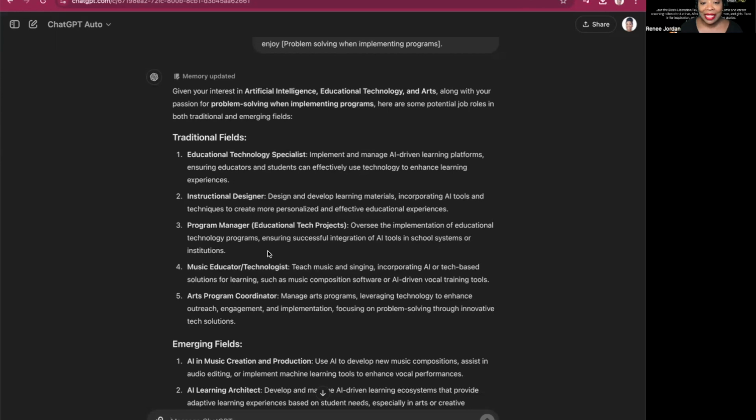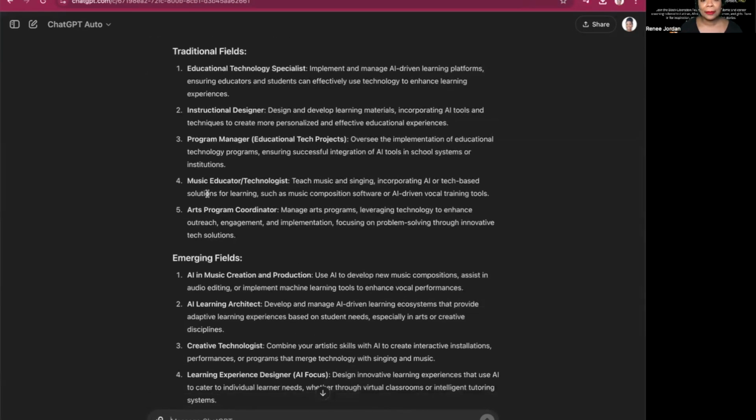Thank you for that. Now, the next one says program manager, educational tech projects. Oversee the implementation of educational technology platforms, ensuring successful integration of AI tools in school systems or institutions. This is good stuff. Music educator slash technologist: teach music and singing, incorporating AI or tech-based solutions for learning, such as music composition software or AI-driven vocal training tools.